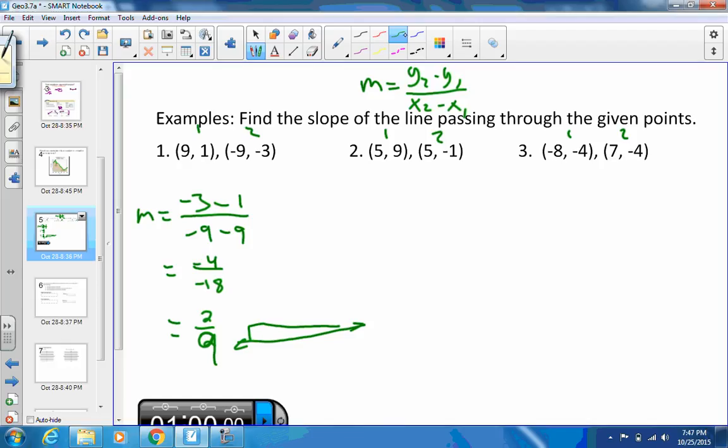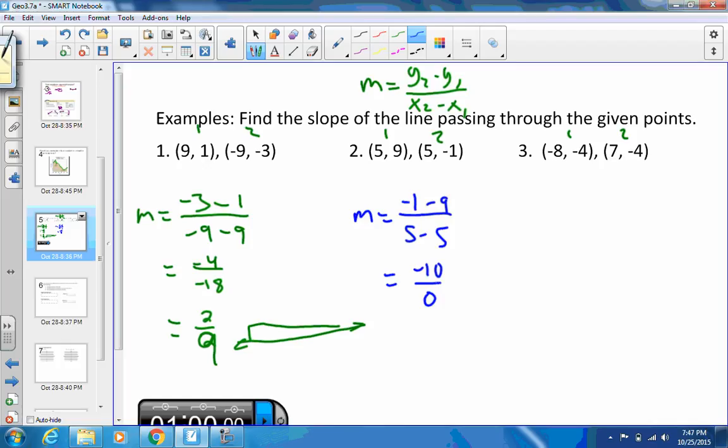All right, we'll do the second one in blue. Still going to plug it in here for the formula. Y2 would be 5 minus y1, which would be, oh, sorry, nope, not 5. I made a mistake there. Y2 would be -1 minus 9, which would be y1. And then we have 5 minus 5. Now when we get here, this would be -10 over 0.